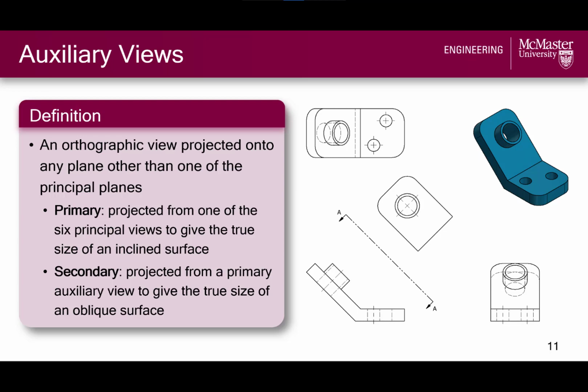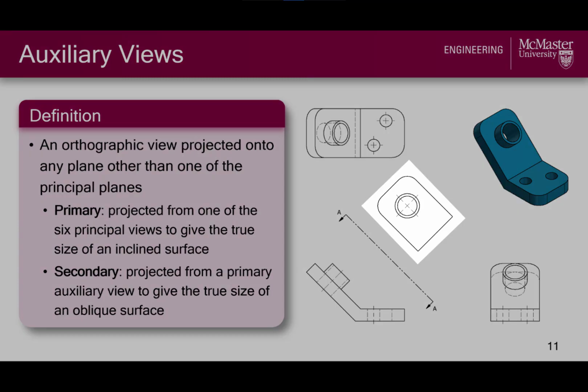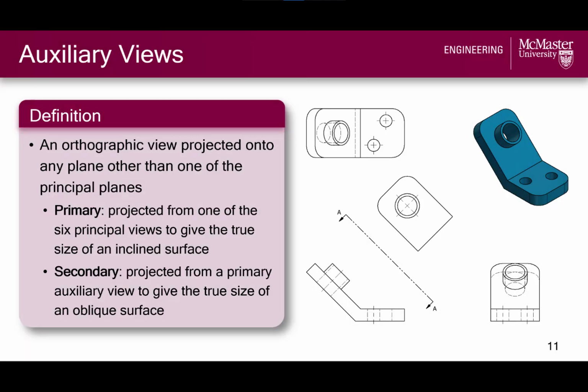First, primary auxiliary views, such as the one shown in this multiview drawing, where the auxiliary view is projected or tipped directly from one of the 6 principal views to give the true size of an inclined surface. Secondary auxiliary views, on the other hand, are projected from a primary auxiliary view to give the true size of an oblique surface. For now, we will focus on primary auxiliary views.